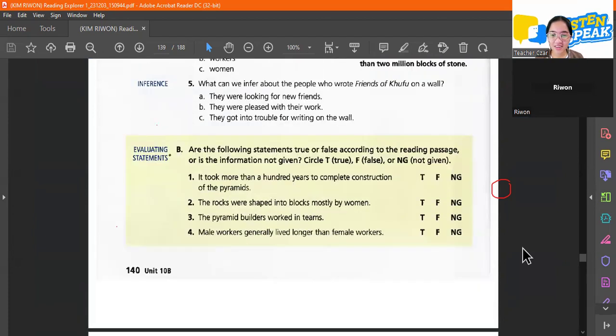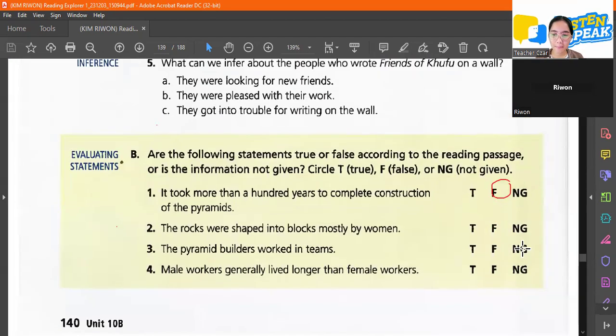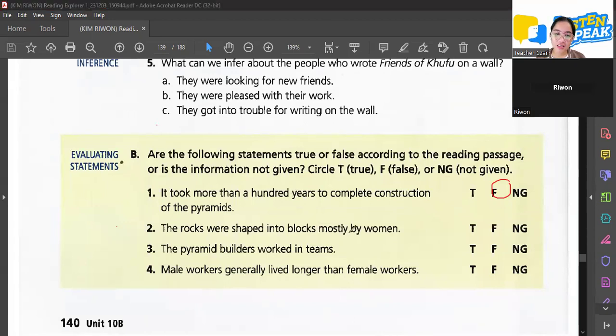Okay, so what is the correct answer in number 2? They just indicated, isn't it true? No, it's not. Because they just put the word workers. Then not given. Okay, it's not given, because we are not sure if the workers are male or female.